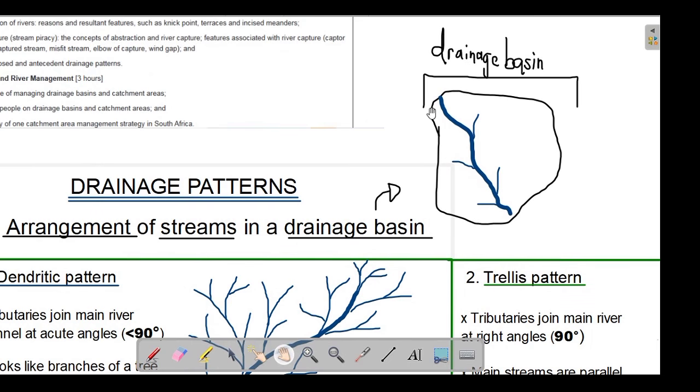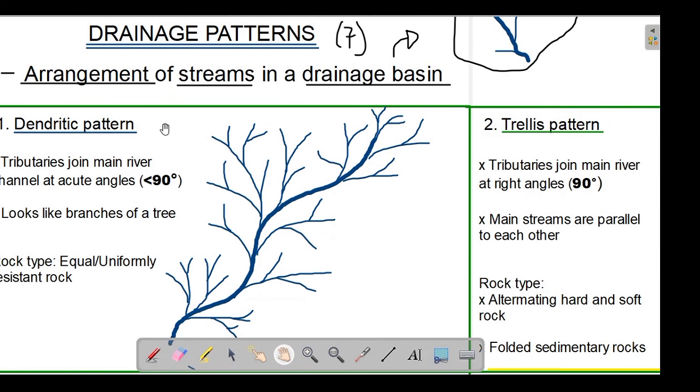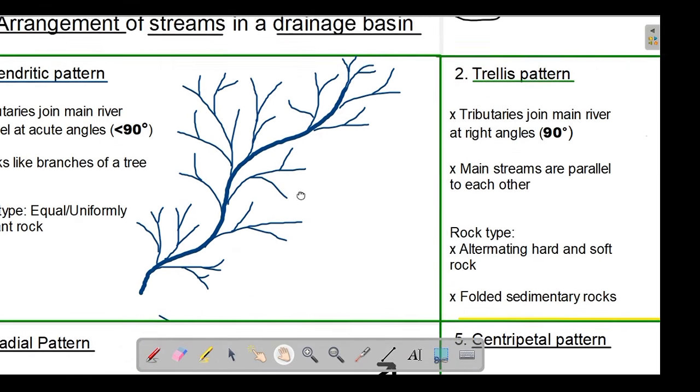Okay, now streams in different drainage basins are arranged differently. And so, this is what drainage patterns is about: observing the different arrangements of streams that we have, and there's actually 7 of them. Okay, 7 different arrangements of streams in different drainage basins. You have to know the rock type, the appearance, and the angles at which tributaries join the main stream. If you master all 7 of them, you master drainage patterns. So let's go ahead and take a look at the first one.